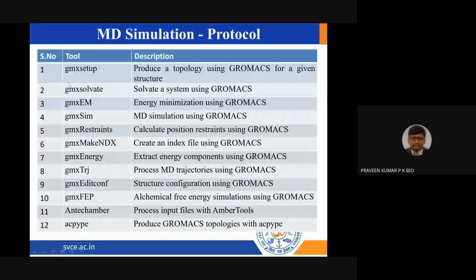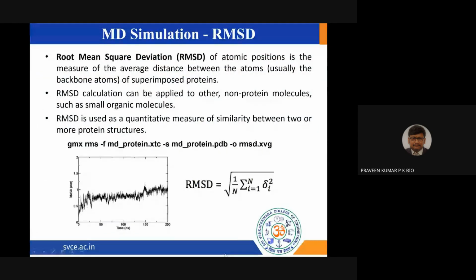GMX solvate is a command used for solvating a system, GMX grompp for energy minimization, and GMX mdrun for MD simulation. There are also programs for calculating position restraints, index for calculating an index file, extracting energy components, processing MD trajectories, structure configuration, free energy simulations, processing input files, and finally producing GROMACS topologies. We have these kinds of programs, and of course we use the commands in the Linux terminal to execute them.